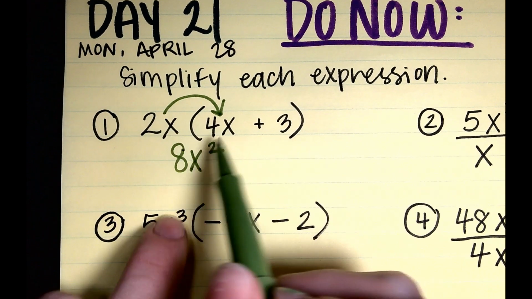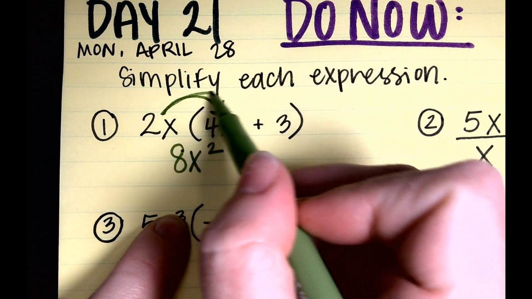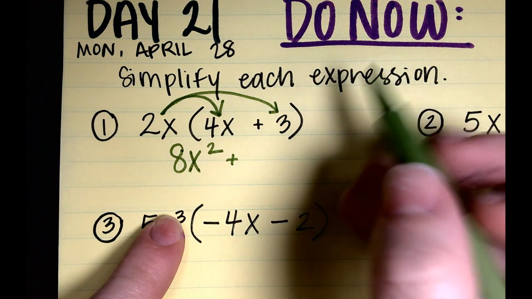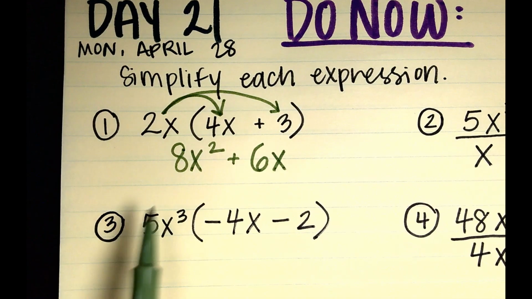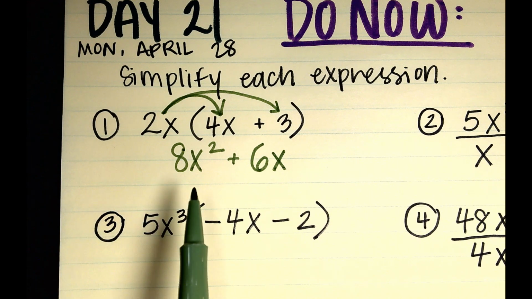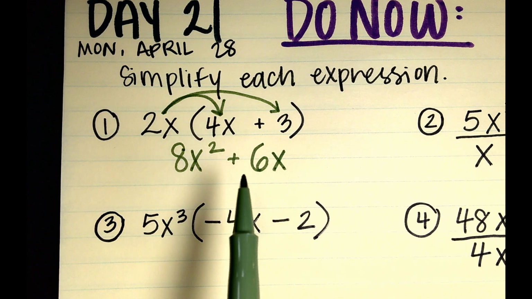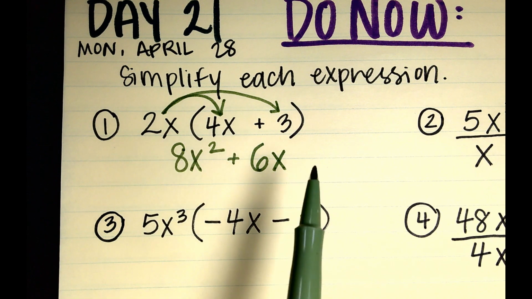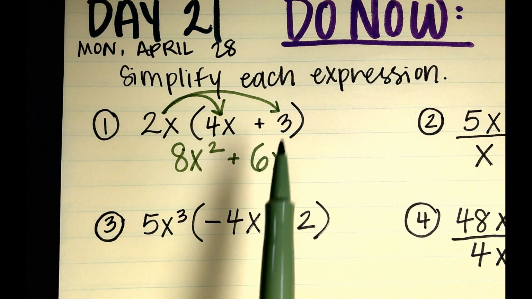Okay, so I've done that. What am I multiplying next? Yeah, plus 2x times 3, 6x. Perfect. Can I go any further? I can. What can I do? I thought we were done. 8x squared plus 6x, I can put those together? They're not like... Oh.